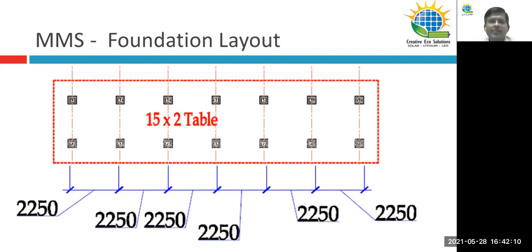So this is how the PCCs are laid. Your solar fabricator will give you this drawing. What should be the column to column distance? Right here, the distance is around 2.25 meters between columns. Based on that, you do the marking on the terrace and tell your civil contractor to put these columns. So a 15 by 2 table means 15 panels at the bottom, 15 panels at the top. So we were talking about 30 panels to make a 10 kilowatt plant.